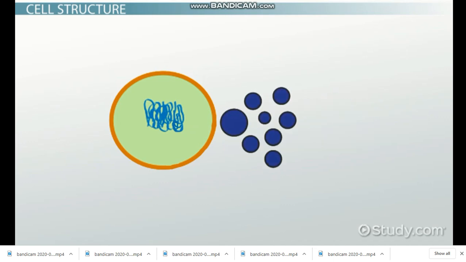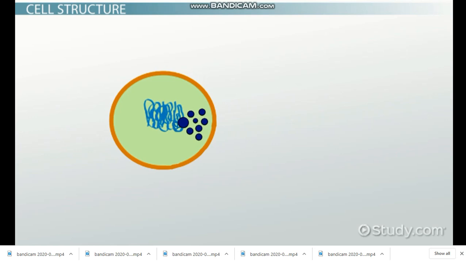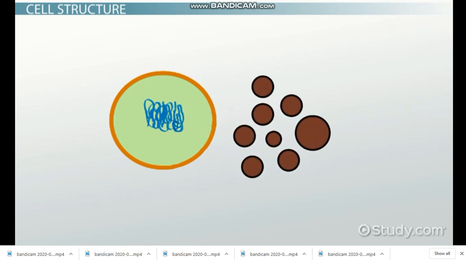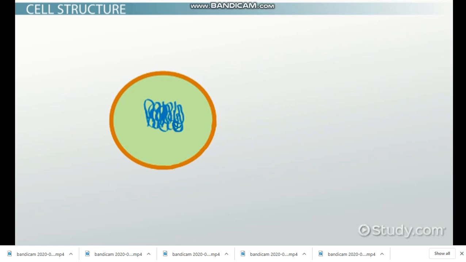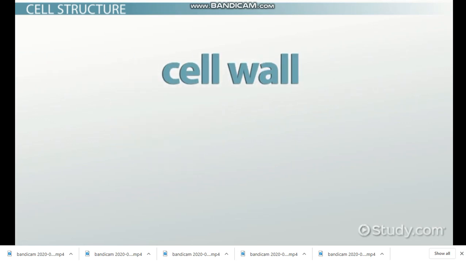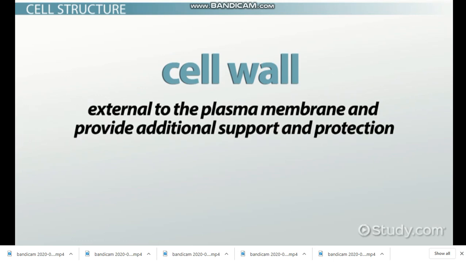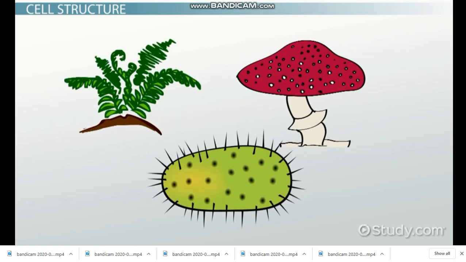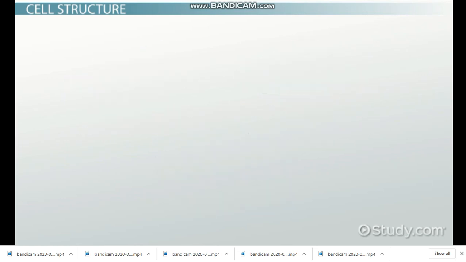For example, nutrients have to be able to get into a cell so that it can survive. Waste substances must also be able to leave the cell. In some cells, the plasma membrane is not the very outermost cellular structure. It is the cell wall instead. Cell walls are external to the plasma membrane and provide additional support and protection. They can be found in plants, fungi, and bacteria.